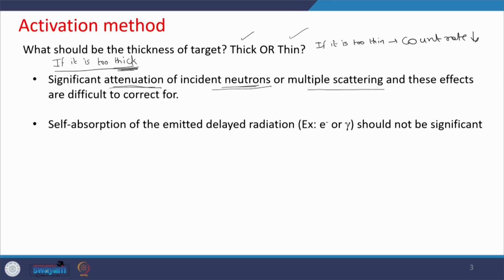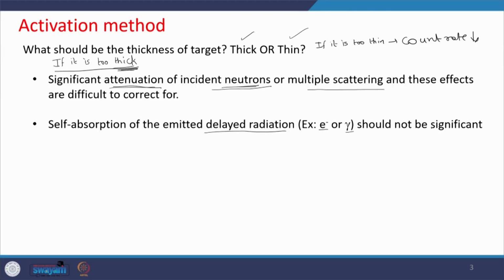Number 2, whenever neutrons interact with this target material, if it is too thick, then the emitted delayed radiation, it could be an electron or gamma, undergoes self absorption if the target is too thick. So, the self absorption of the emitted delayed radiation should not be significant. So, that is why thickness also should not be too high.